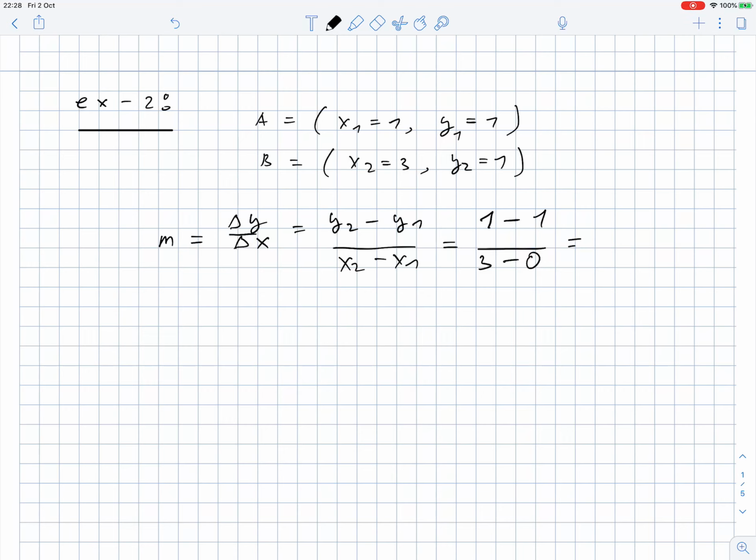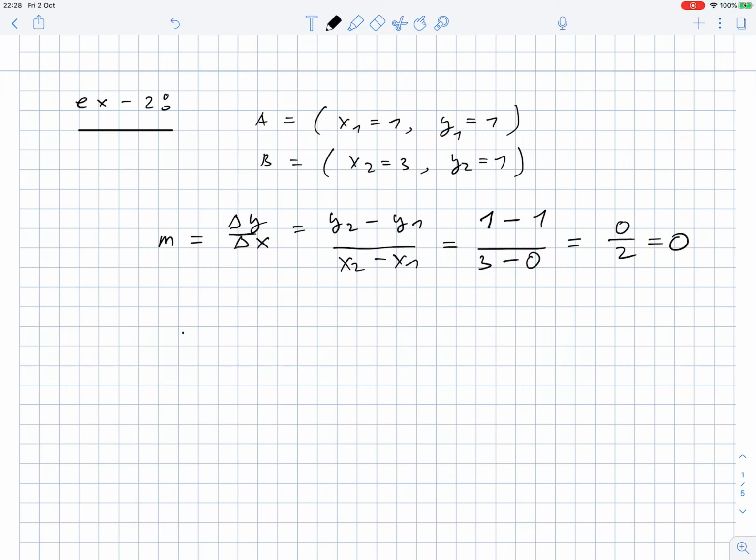And what do we get? We get 0 divided by 2. How many times can 2 be included in 0? 0 times. Interesting, we have 0 slope, which means there is no angle between the x-axis and the linear function. But assume we don't see it right now.